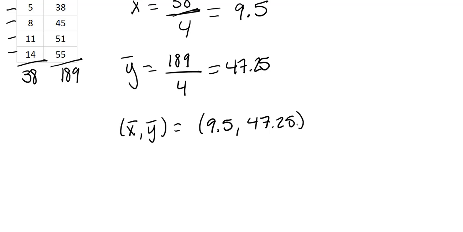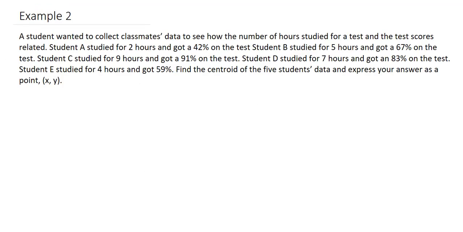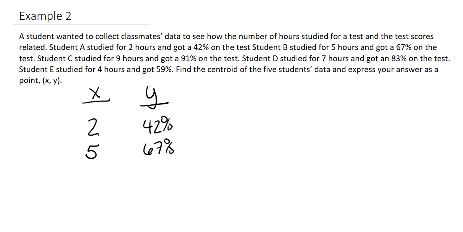Now let's do another example. Example 2. A student wanted to collect a classmate's data to see how the number of hours studied for a test and the test score is related. Student A studied for 2 hours and got a 42%. So let's put this: x, and we have y. So we have 2 hours and got a 42%. Student B studied for 5 hours and got a 67%. So let's go 5 and 67.